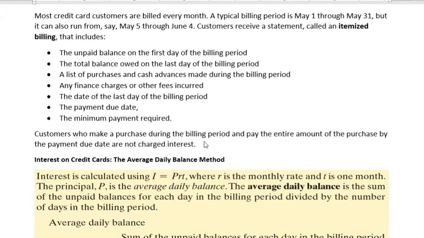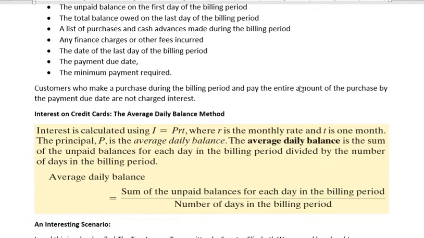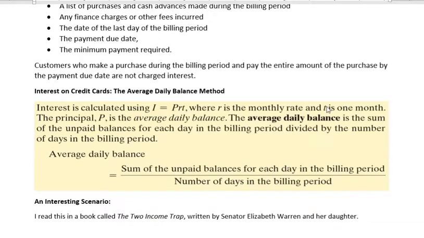If you make purchases during the billing period but pay the entire amount off by the end of the month, then there's no interest charged. So that would be ideal, to use your card but not have to pay any interest. Interest is calculated as principal, the amount that's on the card, times the rate of interest, times the time, and for the monthly rate, T is 1 month. So whenever we're talking about it for 1 month, our T would just be 1.